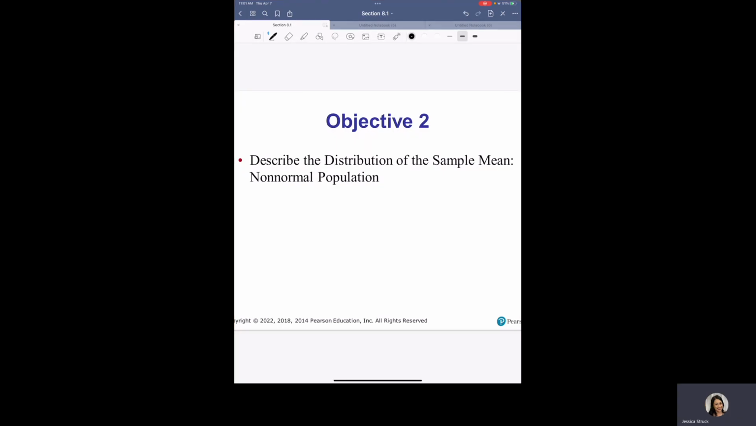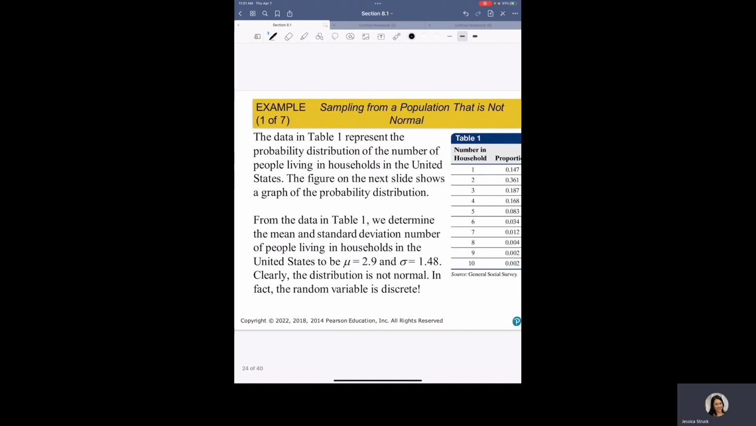So we just talked about looking at the sampling distribution of the sample means for a normal population. What about a non-normal population? Let's take a look.